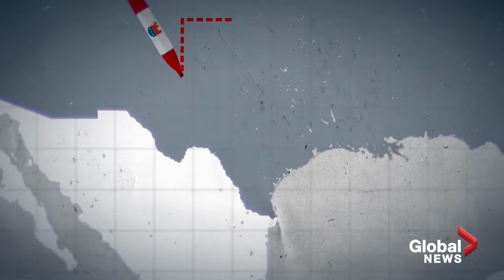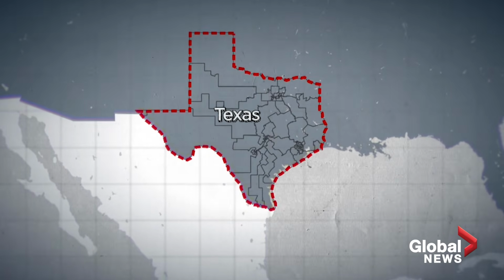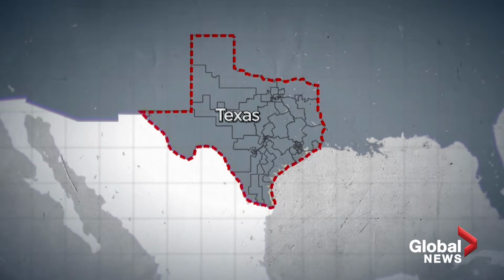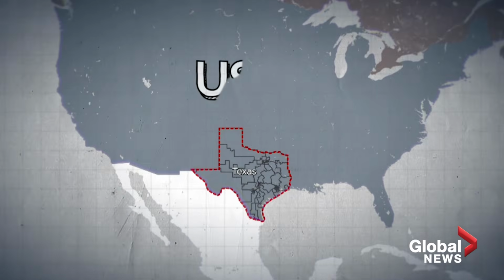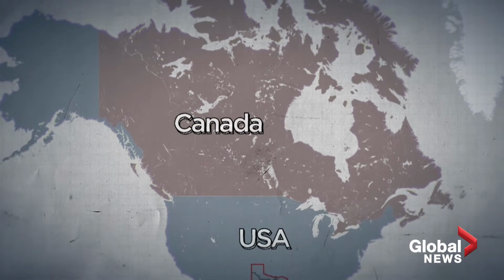You've probably heard the term gerrymandering. It's when political parties intentionally manipulate electoral districts in their favor. It's common practice in the US, but does it happen in Canada? And for that matter, how are Canadian districts determined?